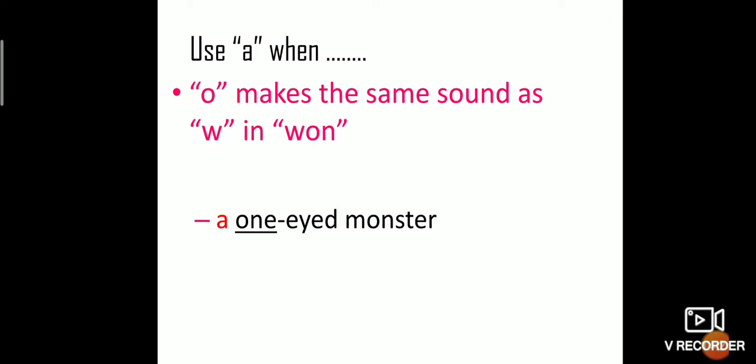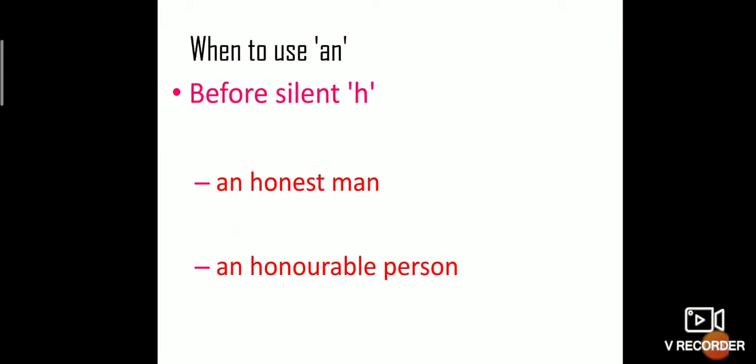It's a one-eyed monster. We don't have to see the alphabet; we have to stick to the sounds. One begins with W, so W is your vyanjan. So we'll write A with it.